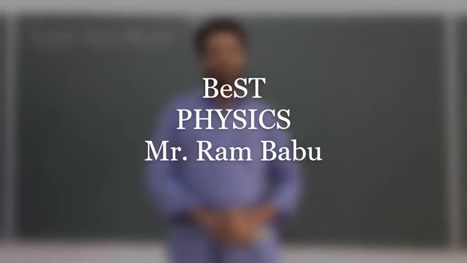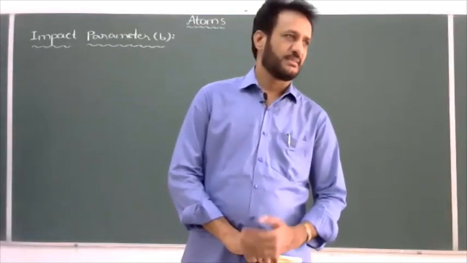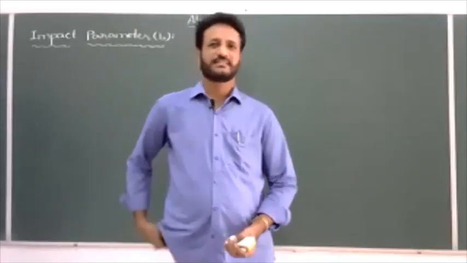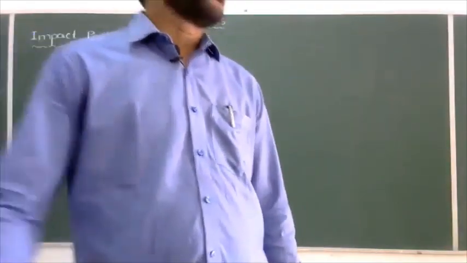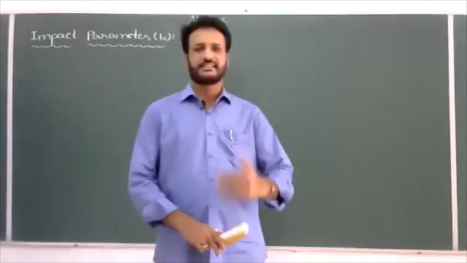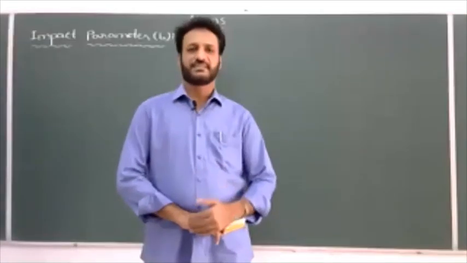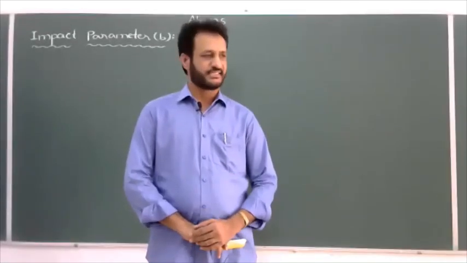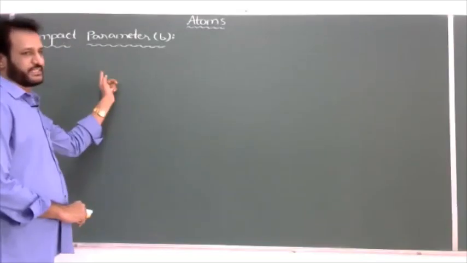So in the previous class we started atoms and we discussed the Thomson model. What are the postulates and what are the drawbacks, we discussed in the previous class. Now the Rutherford model also started, and we discussed the alpha particle scattering experiment. What are the observations and what are the conclusions we discussed. And now we'll discuss impact parameter in this class.